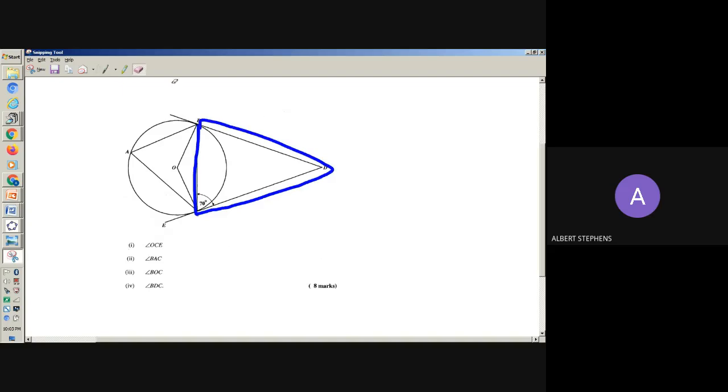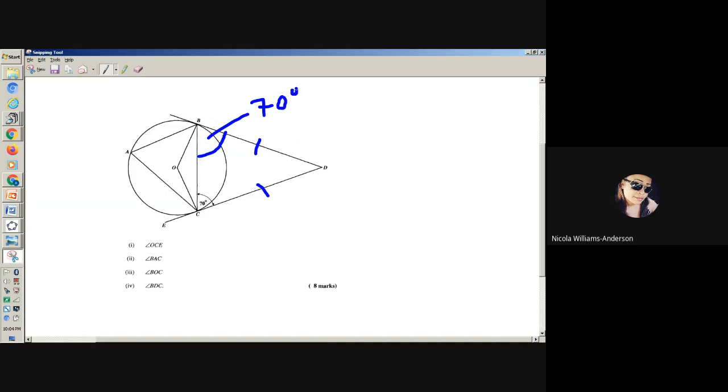Is our isosceles. So class, let me ask a question. If this is an isosceles, it means that these two sides are what? Equal. So if this is 70, what is this angle over here? Have to be what? Have to be 70. Right. And if these two are 70, what is this one over here?